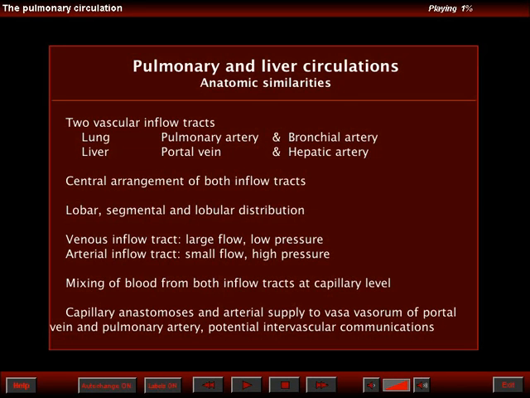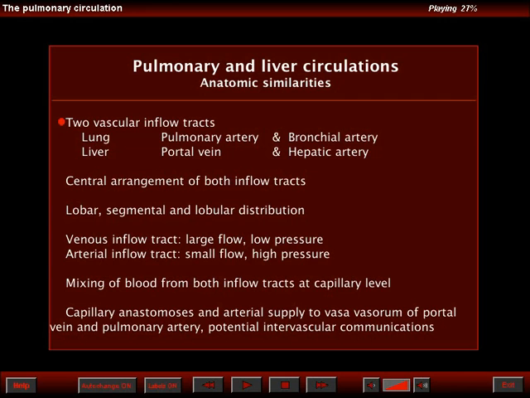The anatomic similarities between the pulmonary and the liver circulations are the following. Both organs have two vascular inflow tracts. The lung has the pulmonary artery, which is the vasa publica, and the bronchial artery, which is the vasa privata, the vessels that supply the nutrition to the tracheobronchial tree. The liver has the portal vein, which is a vasa publica, and the hepatic arteries, which are the vasa privata.